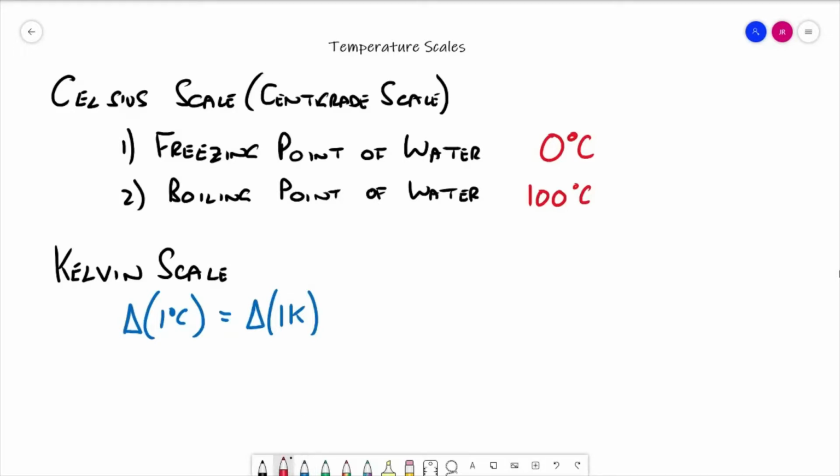The difference with the Kelvin scale comes where 0 Kelvin, which is known as absolute zero, is now set as the zero of the scale, and we'll discuss on the next screen what absolute zero means.